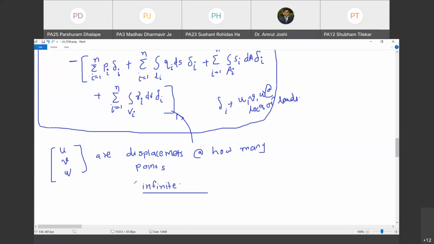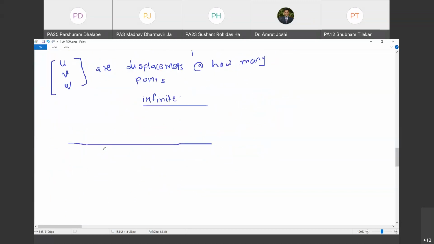Now what we are going to do is, let us say this is the body under consideration. It incorporates infinite points. I will discretize this body into a finite number of points. So the first step that we are going to take is discretization. I have discretized this body now, let us say, in 10 points. So 1, 2, 3, 4, 5, 6, 7, and 8. Let us say I have discretized this body in 8 points. So 8-point discretization has been done.